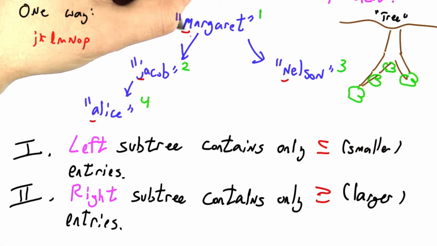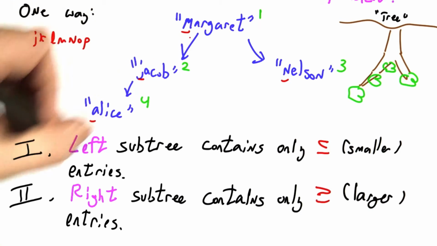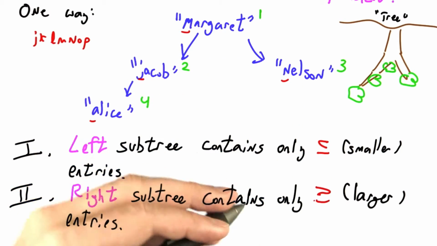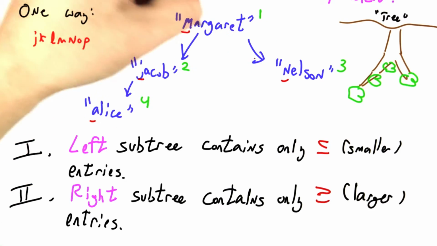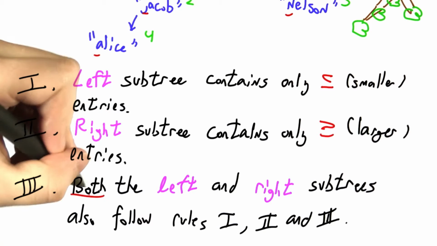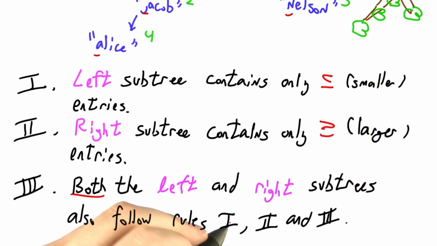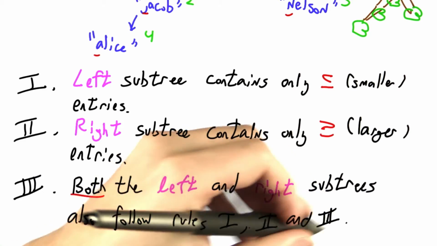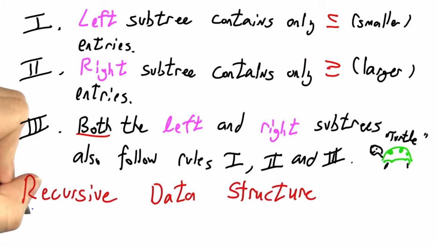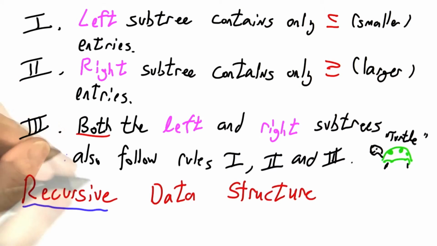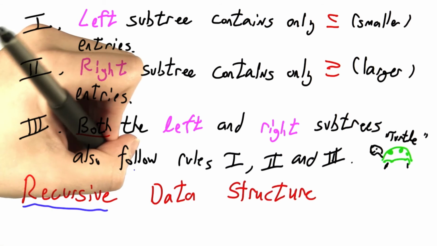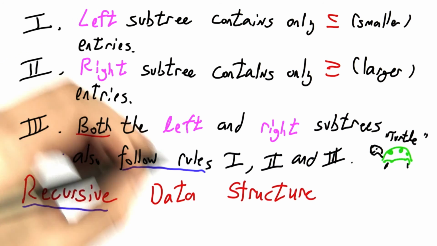Jacob and Alice both come before Margaret in the alphabet, so they're both on the left. And similarly, right subtrees contain only information that's greater than or equal to, larger, later in the alphabet. Nelson comes after Margaret, so it's here on the right. And then finally, and this is really important, both the left and the right subtrees also follow rules 1, 2, and 3. It is turtles all the way down. That makes this tree something special in computer science, a recursive data structure. We've already seen recursive functions that are defined in terms of themselves. Now I'm talking about a recursive way to lay out data that's defined in terms of itself.